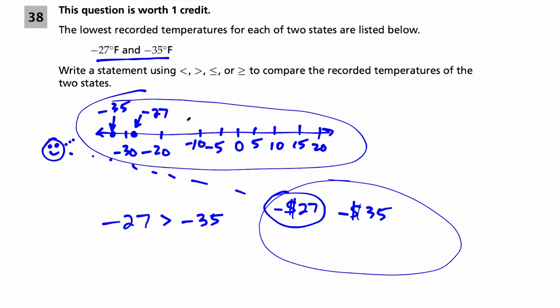So yeah, once again, just be mindful of the way the negative numbers behave. We could say -27 is greater than -35. So let's just record our answer. -27 is greater than -35.